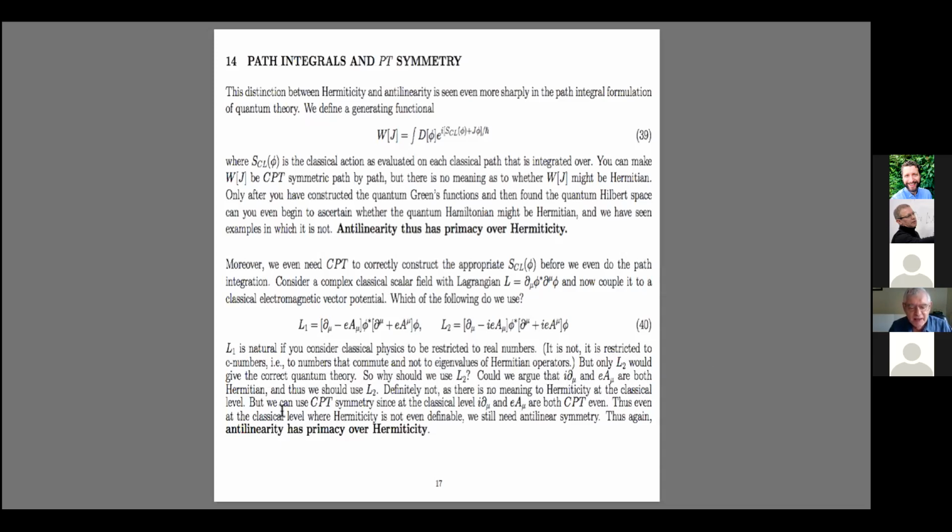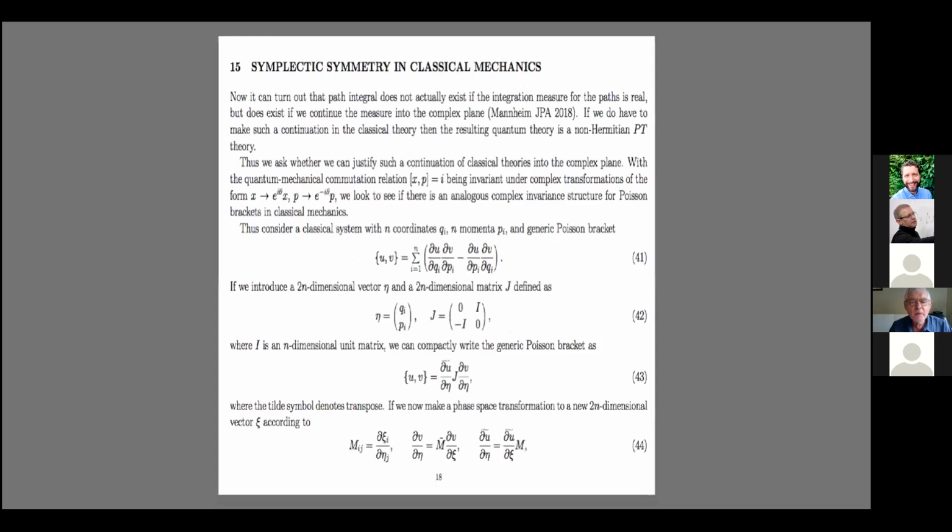However, we can use CPT symmetry because i D mu and e A mu are both CPT even. Therefore, the reason that we will include the i in the classical action before we even quantize electrodynamics is because the action has to be CPT symmetric. And that is definable at the classical level. So again, anti-linearity has primacy over hermiticity.